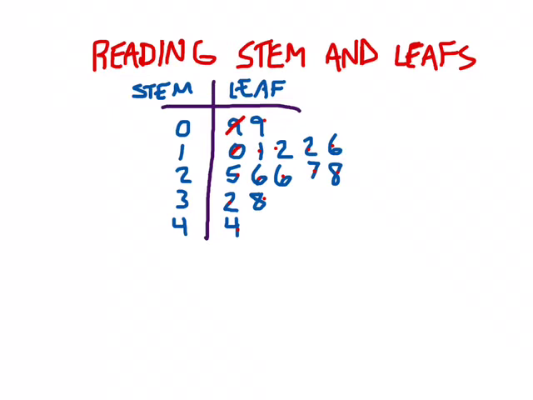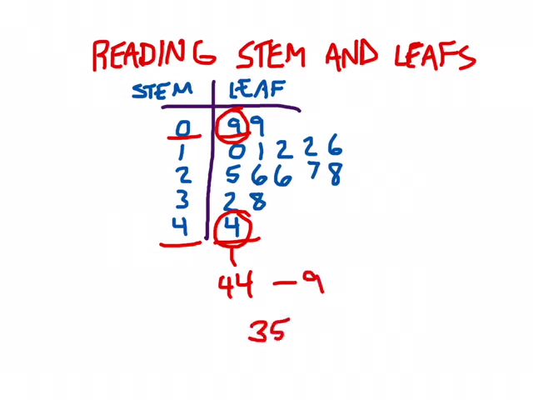So I know my least value is always going to be this first number, and my highest value is always going to be this last number in the stem and leaf. So I could tell you right now, my highest number is a 44. It comes from the 4 in the stem, 4 in the leaf. And my lowest number is a 9. 0 in the stem, 9 in the leaf. So my range for this data, pretty easy to calculate. It's going to be 35. My highest minus my lowest.